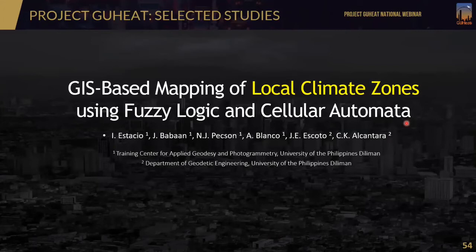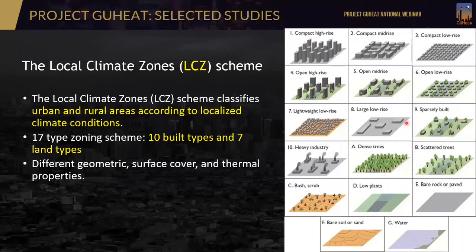So, as we have mentioned, the combination of the structures, whether high or low, the built-up structures interspersed with the vegetation areas, grasses and trees, and so on, gives rise to what we call local climate zones. We have done some studies to map these local climate zones. Local climate zones are basically urban and rural areas characterized by localized climate conditions, arising from the different geometric, surface cover, and thermal properties.